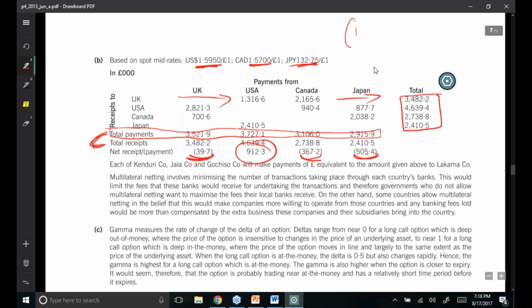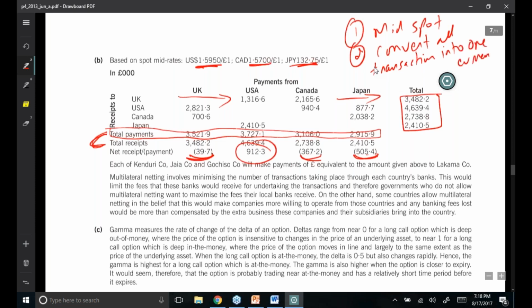First step is to calculate mid spot. Second step, convert all transactions into one currency. Which one currency? Normally the currency of parent. And then put all those transactions into this table. And what is the key point to remember in this table? That is, if you have written this sequence, you have to maintain this sequence in downward.